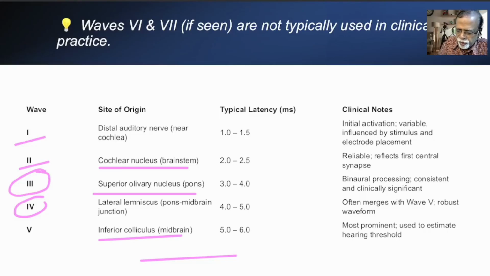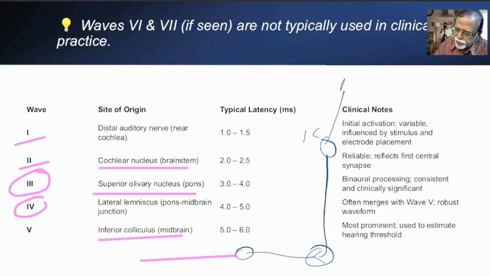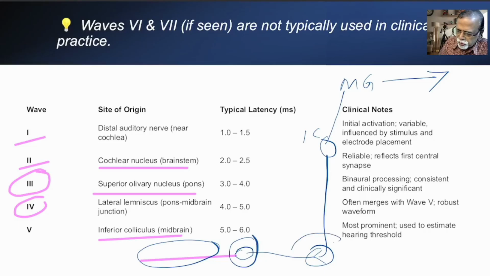So the cochlear nerve, followed by the nucleus, then the fibers in the superior olivary nucleus, then the lateral lemniscus to the inferior colliculus, and from there to the medial geniculate body. Wave 1 is occurring here, wave 2 is in the cochlear nuclei, wave 3 is in the superior olivary nucleus, wave 4 is in the lateral lemniscus, and wave 5 is in the inferior colliculus of the midbrain.